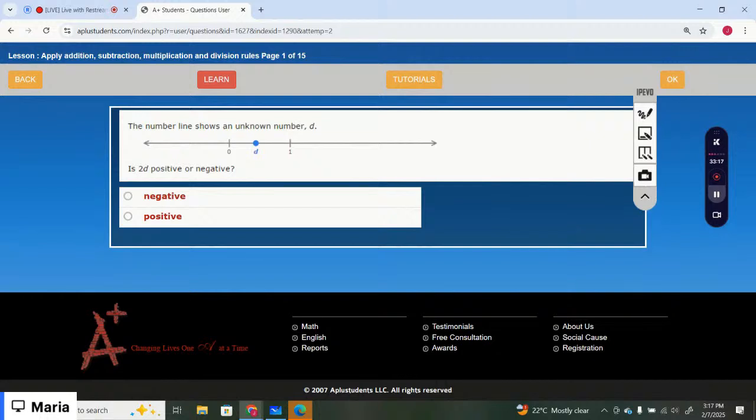The number line shows an unknown number D. Is 2D positive or negative? So D is on the right hand side of the 0 and positive it is. So 2D means the product of two positive numbers. The product of two positive numbers is always positive. Option number 2 is the correct option.